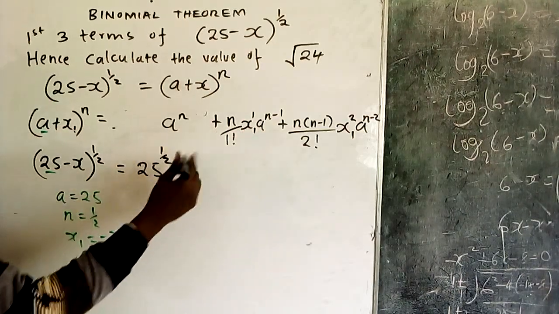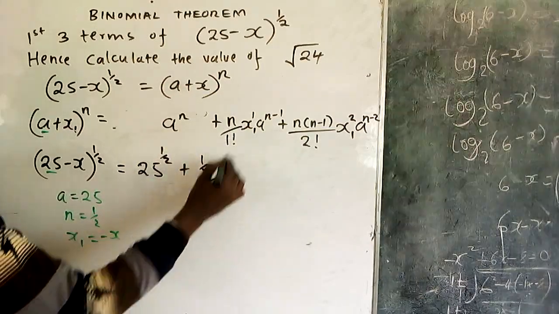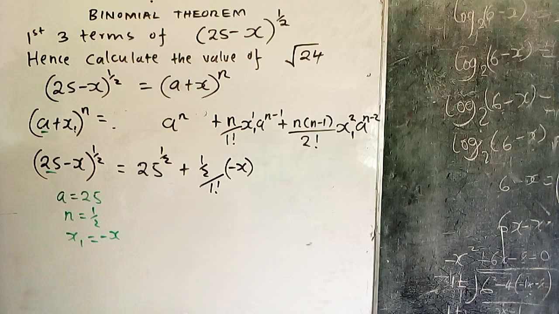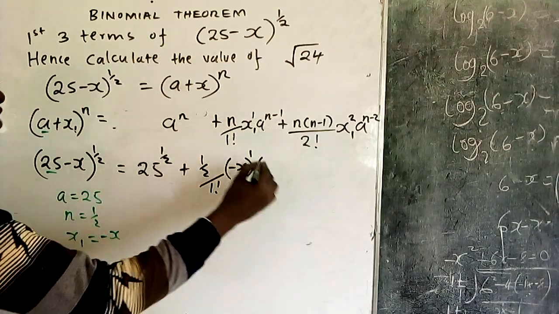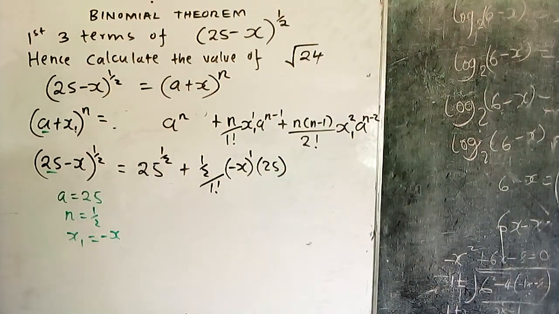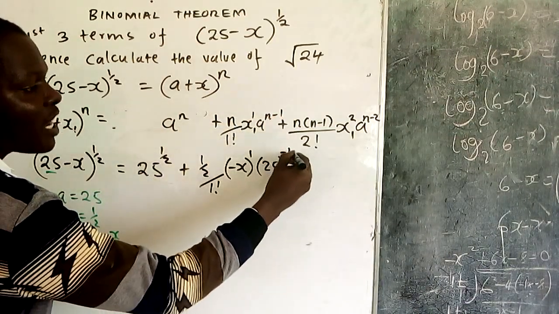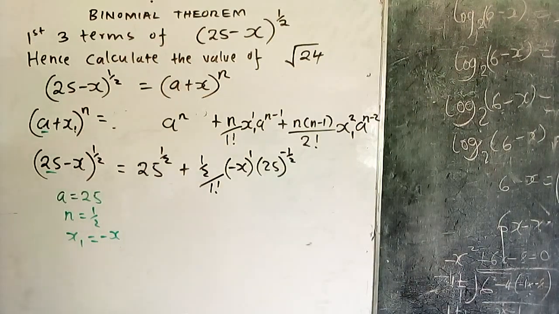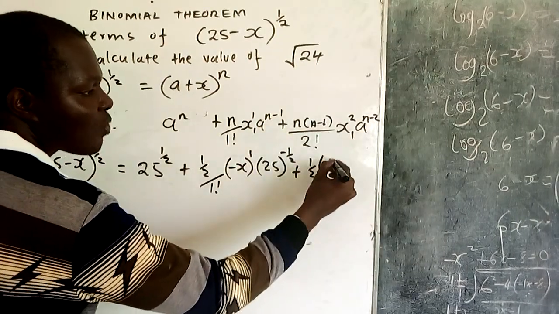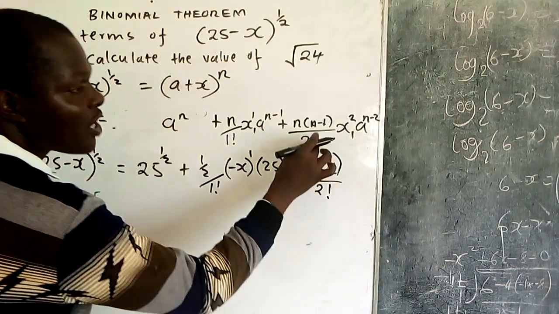Go to the next term. We have plus n, which is a half, over 1 factorial. Then our x1 is negative x, so you have to put it in bracket, raised to power 1. Then your a is 25 raised to n minus 1. Your n is a half, so it is now a half minus 1, which is negative a half. You are done with that. Go on, it is plus n, a half, then n minus 1, a half minus 1, you get negative a half, over your 2 factorial.